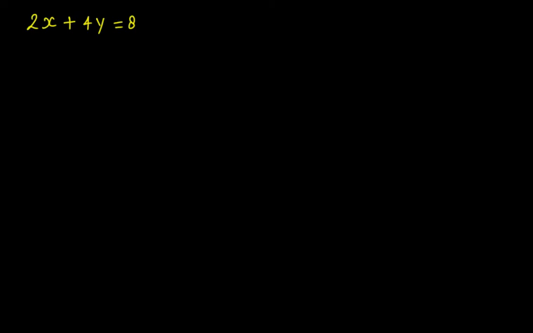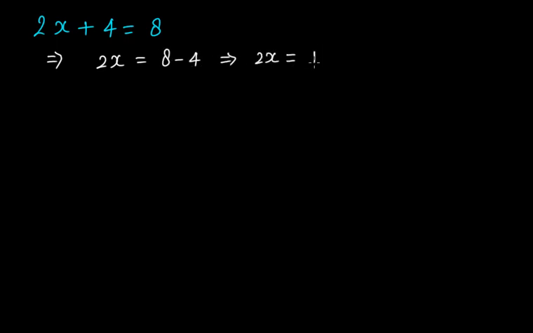Let's learn how to calculate the solution of a linear equation in two variables. Before discussing this, let's have a quick revision of calculating the solution of a linear equation in one variable. Here we have a linear equation in one variable, that is 2x plus 4 is equal to 8. To find its solution, this can be written as 2x is equal to 8 minus 4, and this gives you 2x is equal to 4. From here, you get x is equal to 4 by 2, and you get x is equal to 2.